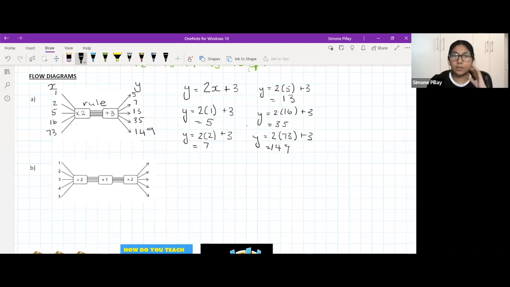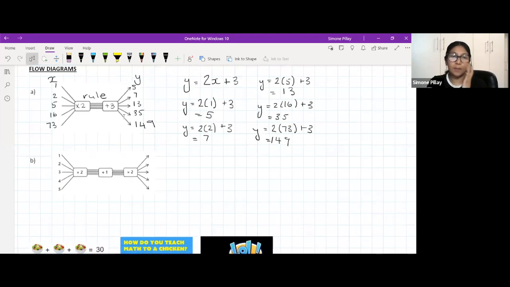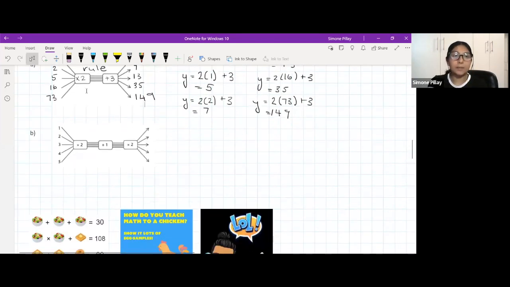149. Cool. So those are now representing my relationships using flow diagrams. Where are my inputs? My inputs are all my x values, on the left. My outputs are shown on my right, and my rule is all the way in the middle. Okay, moving on, next flow diagram. I almost want to hide our brain break.